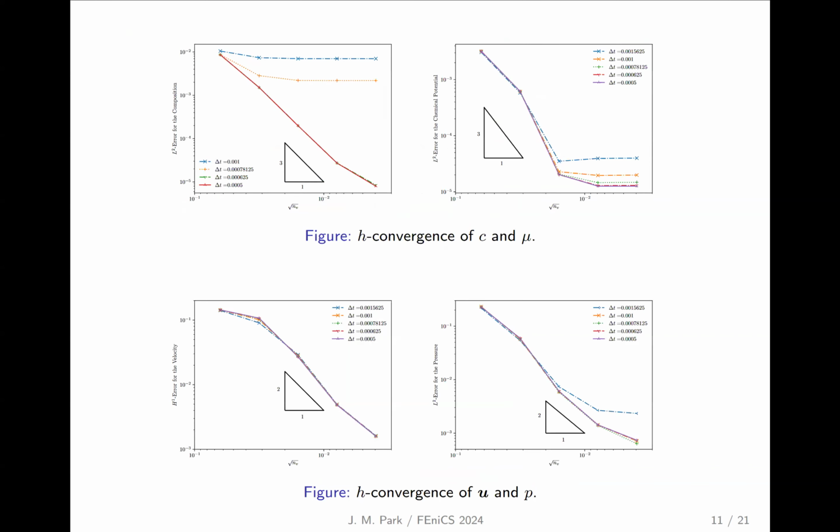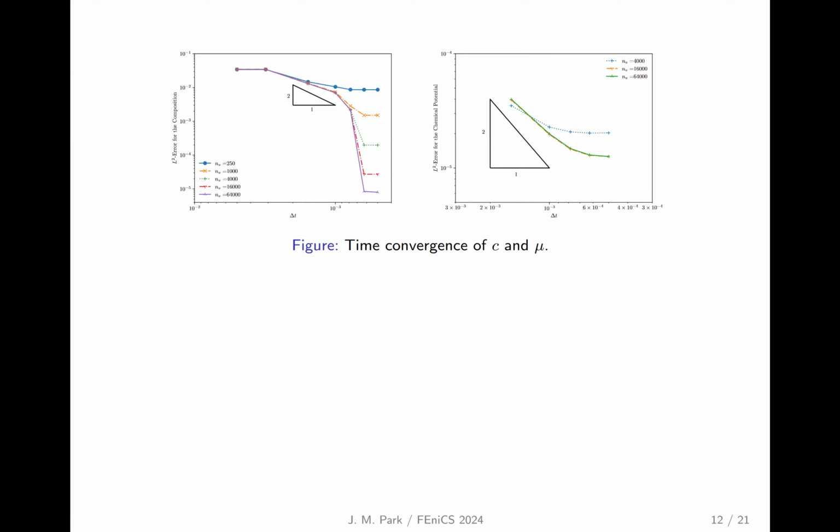So we have convergence tests, and these are the results. We can see the third order convergence for C and mu as expected, in the L2 errors, and second order convergence for the H1 error of mu, U velocity, and second order on the L2 error of pressure. We also check the convergence of time integration, the second order convergence of L2 errors in C and mu.